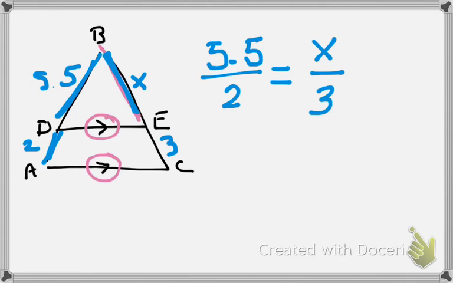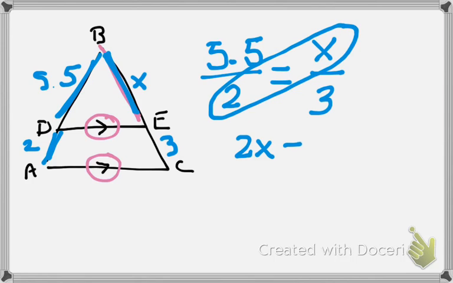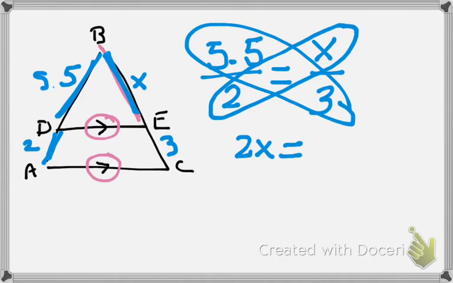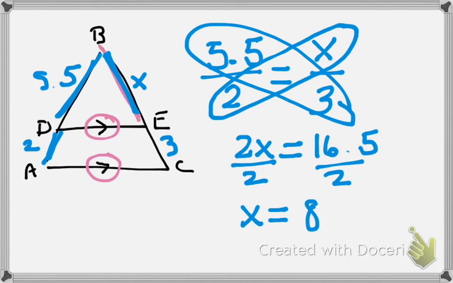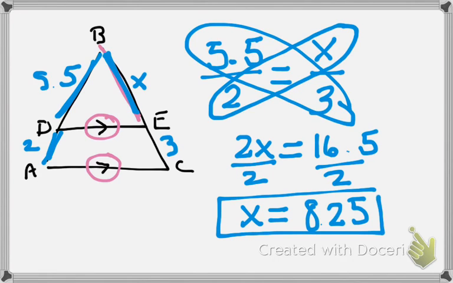Once you have your proportion, now you can cross multiply. Remember, cross multiply means that we are going to take the product of one diagonal, keep your equal sign, and then multiply the product of your other diagonal, which should give you 16.5. We want to solve for x. X is being multiplied by 2, so we're going to divide both sides by 2. And you should get 8.25 as your value for the missing segment.